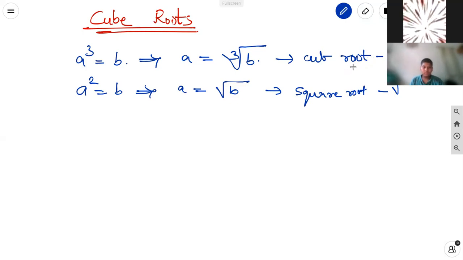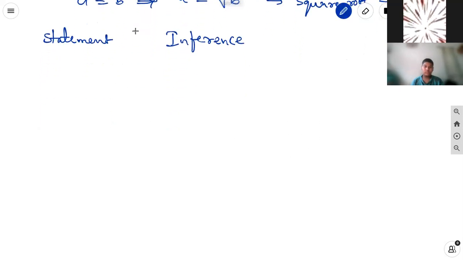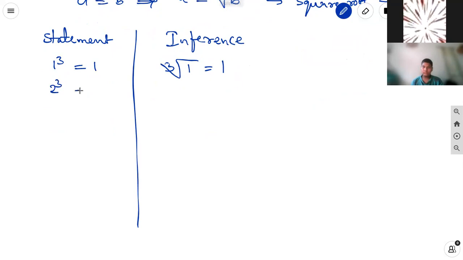Okay. Here, the first thing we can discuss is the statements, which means cubes and cube roots. Statement is the cube and the inference is the cube root; the inference means inverse. First we take 1 cube is equal to 1 only. So, cube root of 1 equals 1. 2 cube is equal to 8. From this, cube root of 8 is equal to 2.